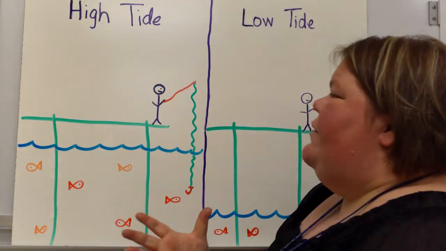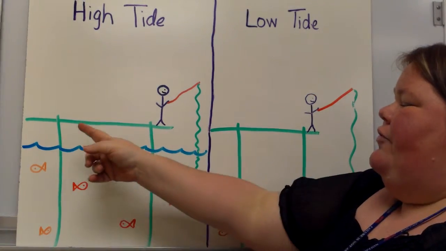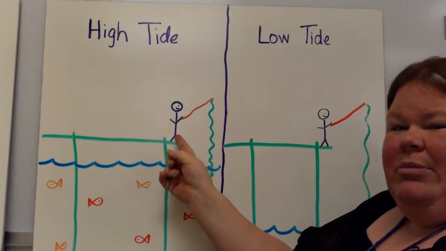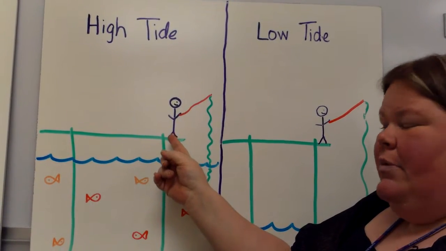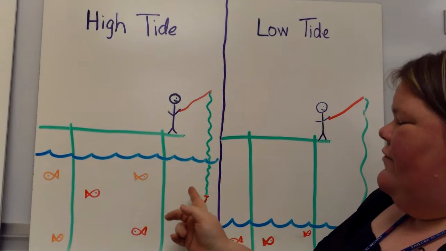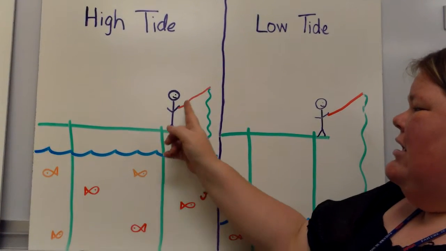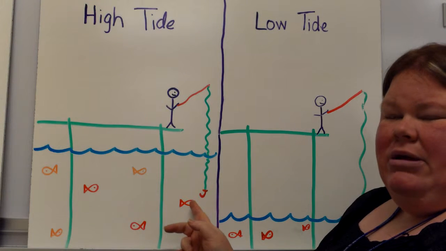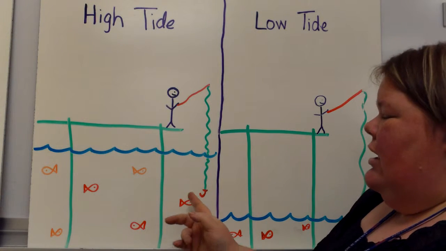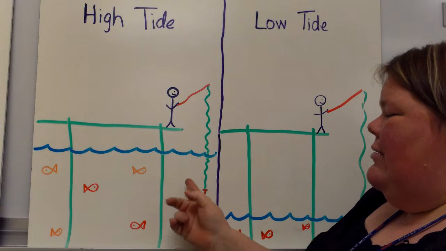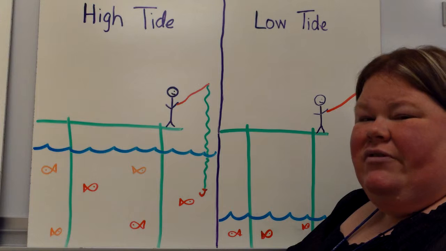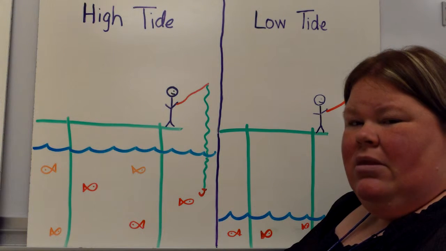Here's a way to really view the high tides. So if we have this little pier, and here's our little fisherman fishing off of this pier. When he's fishing off this pier, if it's high tide, he has a string going into his line going into the water. And he doesn't need a long line because the water is relatively high. So he can reach the fish very easily.